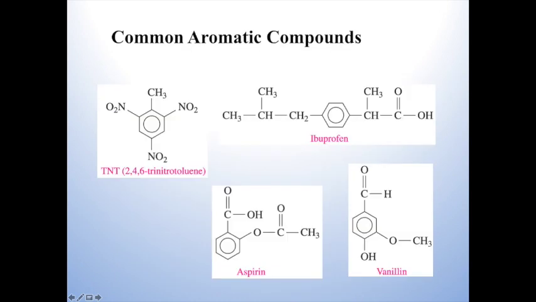Now in general, here's some more common ones. TNT is an aromatic compound. It is when you have benzene substituted with nitrate groups or nitro groups. Then you have ibuprofen, which is a somewhat more complicated molecule with a benzene ring at the center. Aspirin has a carboxylic acid group and an ester group attached to it. And then vanillin has a ketone group, an ester group, and a OH group.